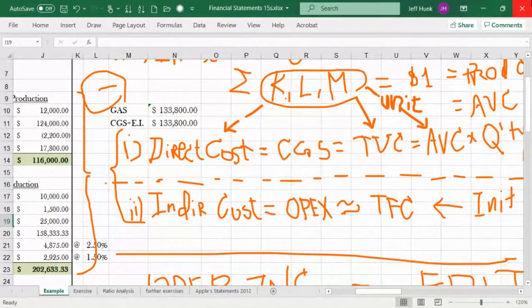Labor. Workers. Labor. Yes. Was that Jason who said labor? That's me. Labor. Jason Camacho. Okay, all righty. So, Jason, you gave me all three factors of production, right? You answered all three factors of production.